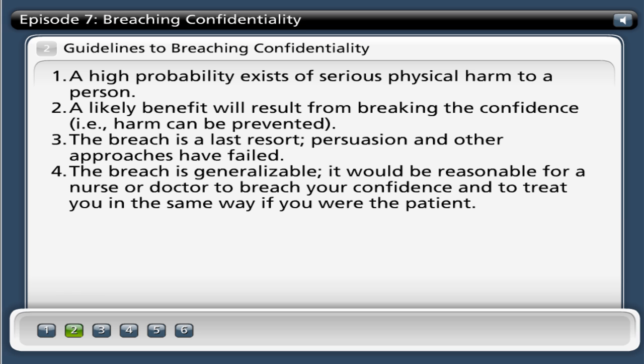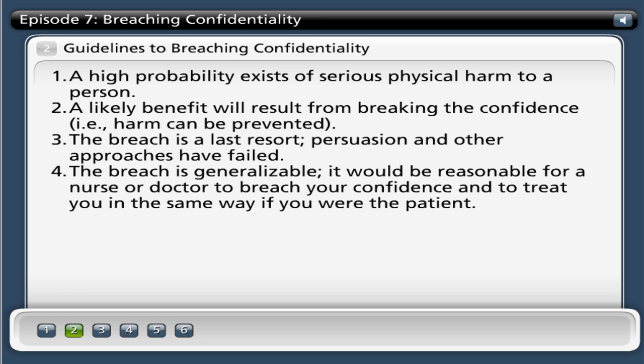Why would a nurse breach confidentiality? When is it acceptable to breach confidentiality? It's morally acceptable to breach confidentiality in the following situations: when there is a high probability of serious physical harm to a person, or if a likely benefit will result from breaking the confidence, such that harm can be prevented to oneself or others. The breach of confidentiality must be a last resort, such as when persuasion and other approaches have failed. Or lastly, the breach is generalizable. It is reasonable for a nurse or doctor to breach your confidence and to treat you in the same way if you were the patient.